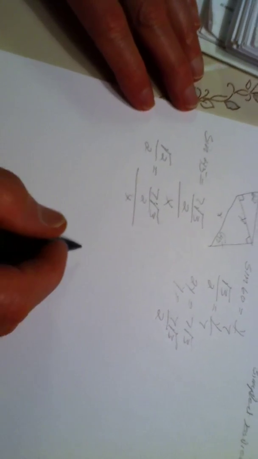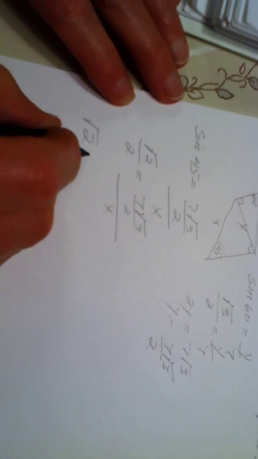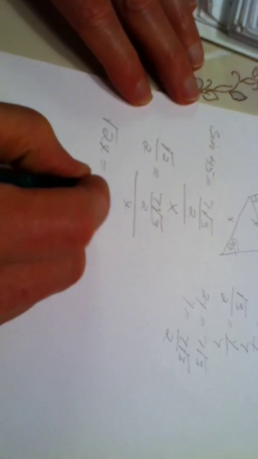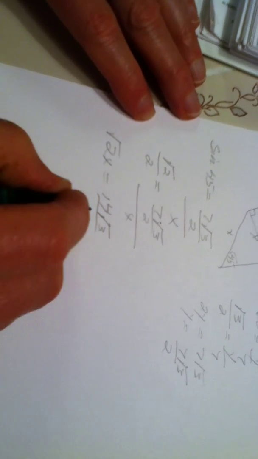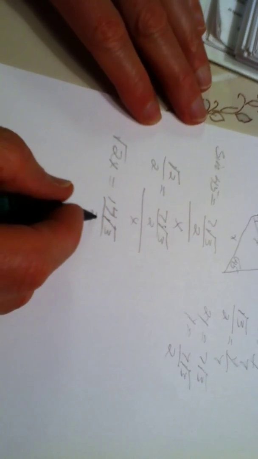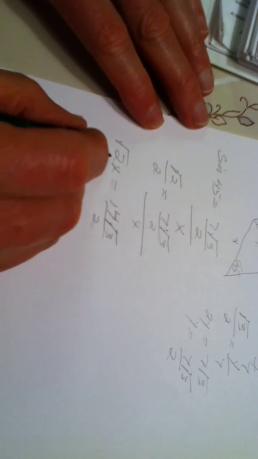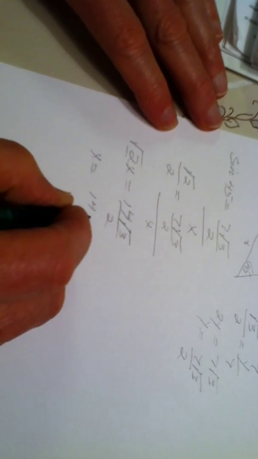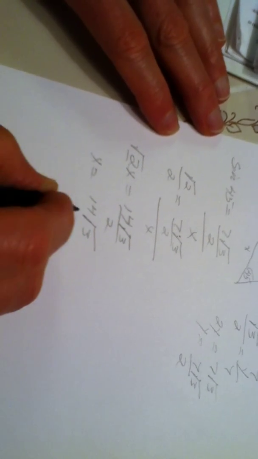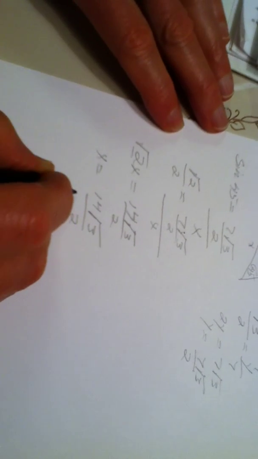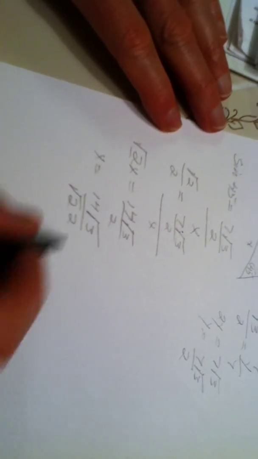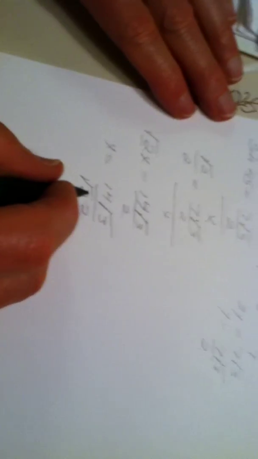Okay, so let's cross multiply. I get the square root of 2 times x, and then I get 14 square root of 3 over 2, divided by, excuse me, the square root of 2. So x is going to equal 14 times the square root of 3 over 2 divided by the square root of 2.